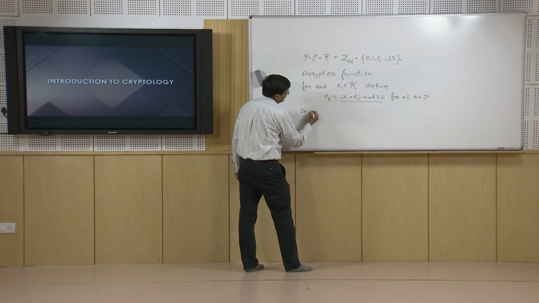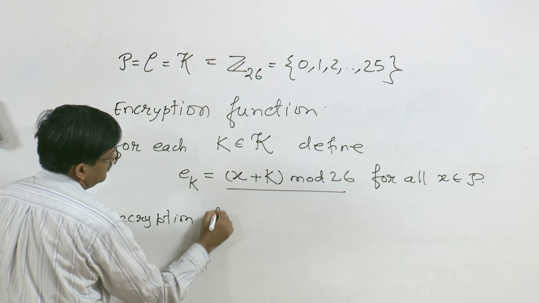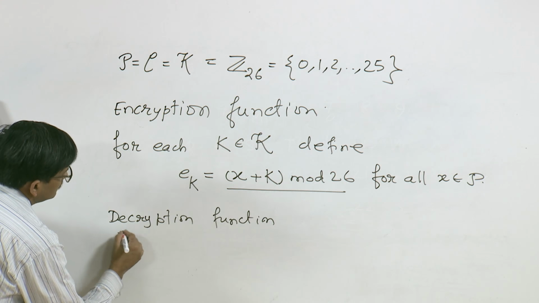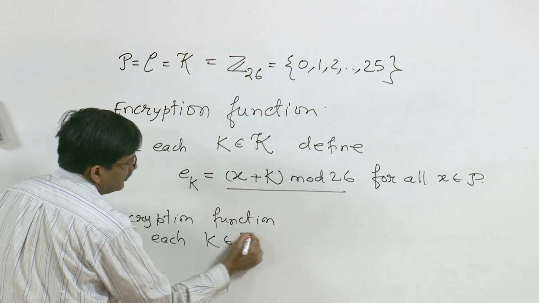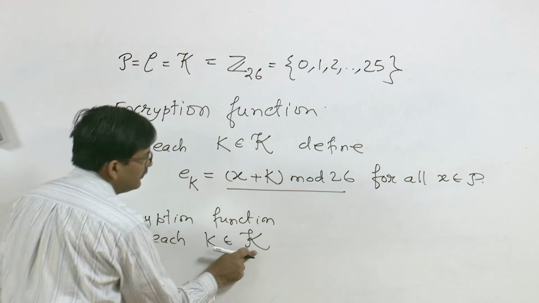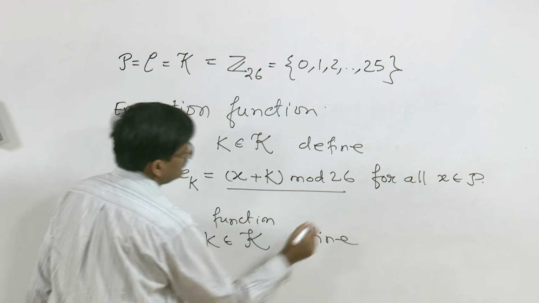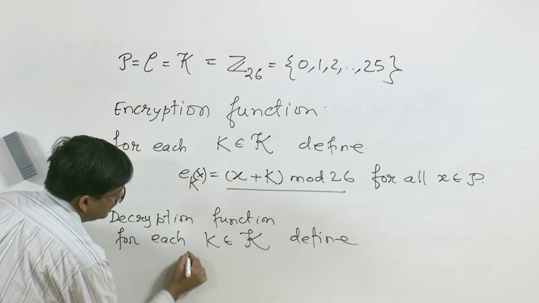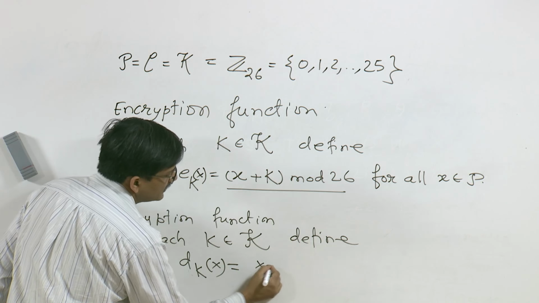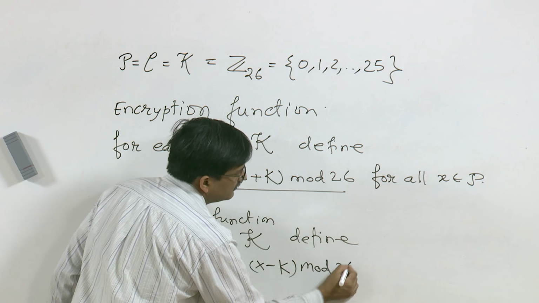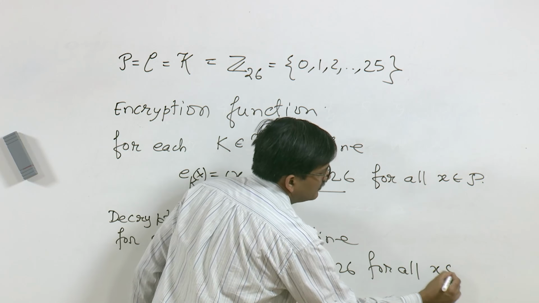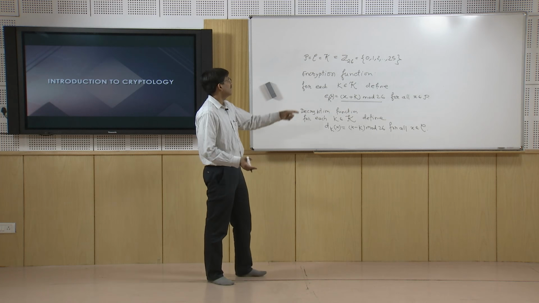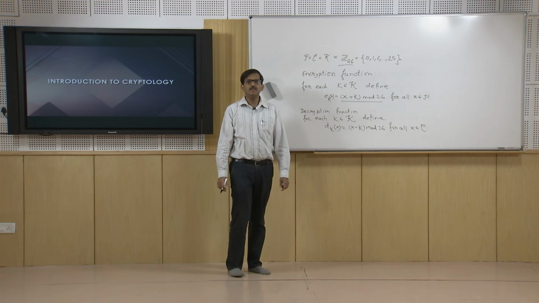The decryption function is defined in this way. Again, for each key K belonging to script K, define D_K of x equal to x minus K mod 26 for all x belonging to C, and as we know, P and C and K all are the same, and that is Z26. This crypto system is called Shift Cipher.